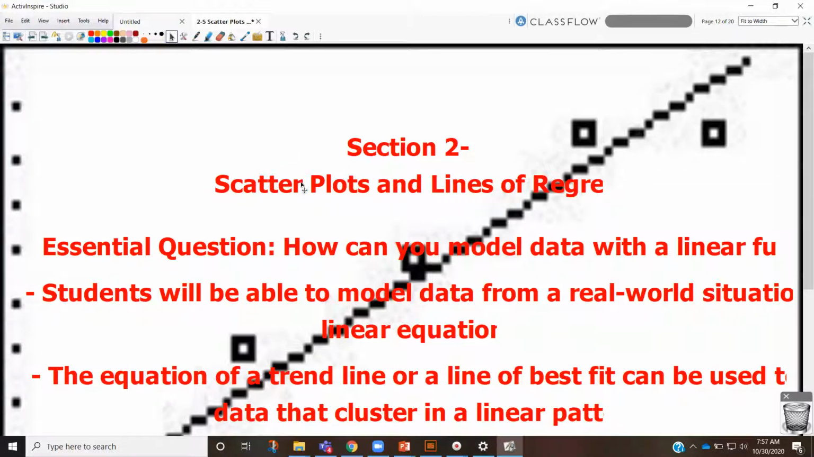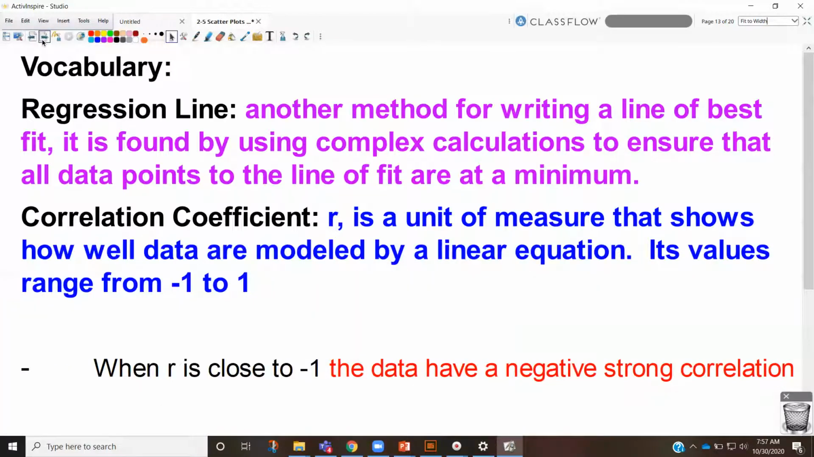So again, a scatter plot is a line of regression. We modeled data with linear functions. You're going to be able to take real world data and construct a linear equation today using a graphing calculator. In order to be able to do that, we need to increase our vocabulary.